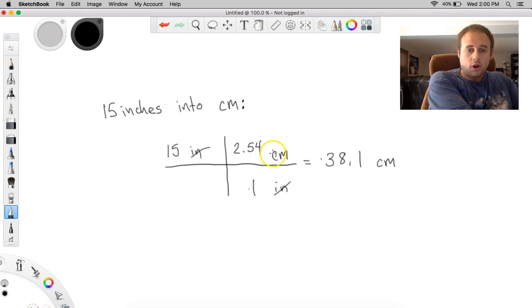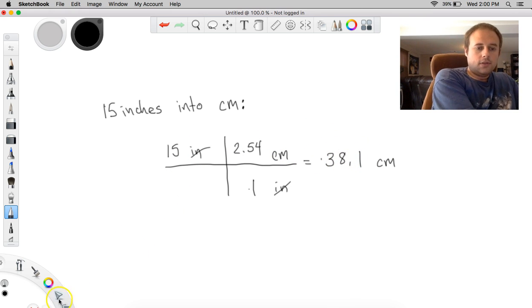Well, centimeter is a smaller unit. So yes, I need more centimeters than I have inches in order to make this conversion proper. And that's correct. It's almost 2.5 times 15. So 2 times 15 would be 30. 2.5 times 15, we're getting close to this value here.